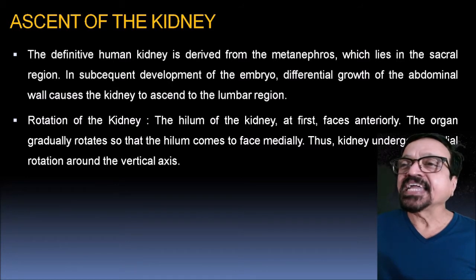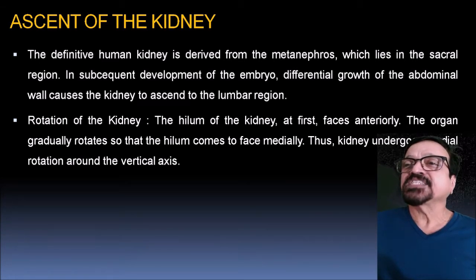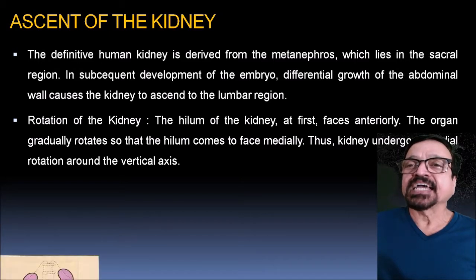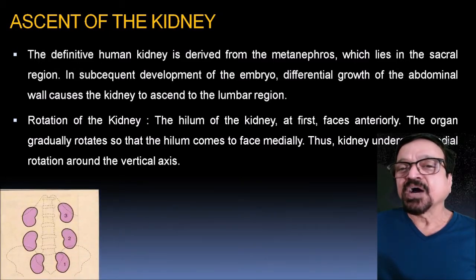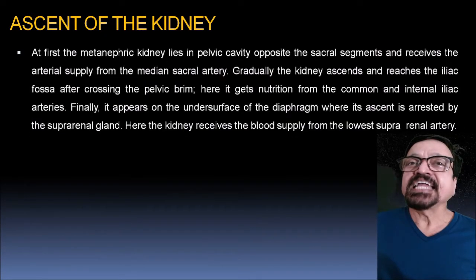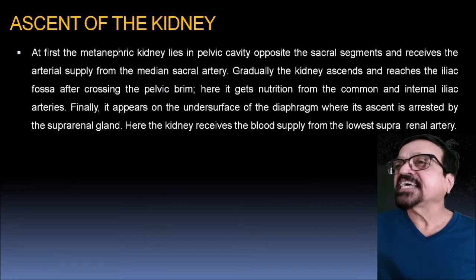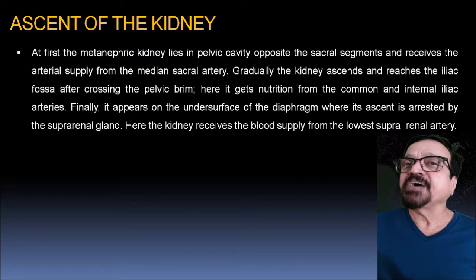The hilum of the kidney at first faces anteriorly. The organ gradually rotates so that the hilum comes to face medially. Thus, kidney undergoes medial rotation around the vertical axis. Now here it is shown how during the ascent kidney can also cause rotations. Now ascent of the kidney, at first the metanephric kidney lies in pelvic cavity opposite the sacral segment and receives the arterial supply from the medial sacral artery.